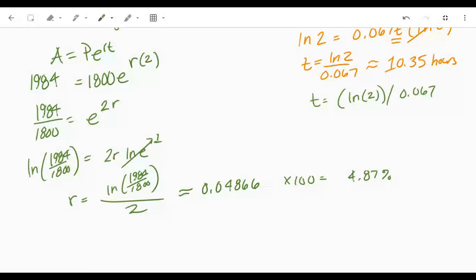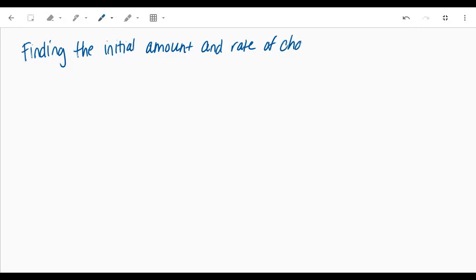All right. Got a few more from section 4.6 to do. Next one we have is finding the initial amount and rate of change given an exponential function.